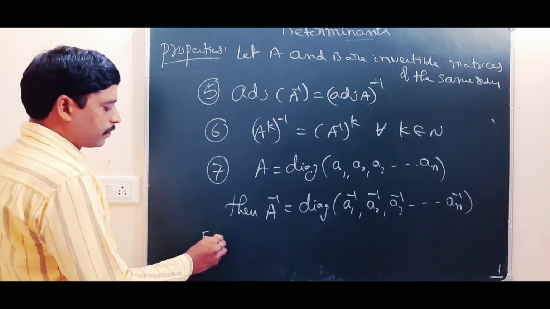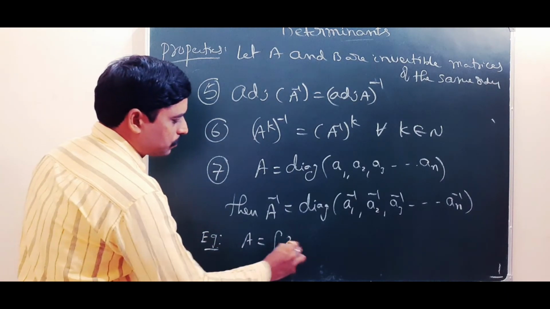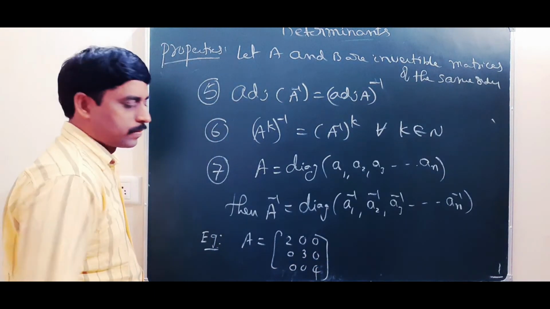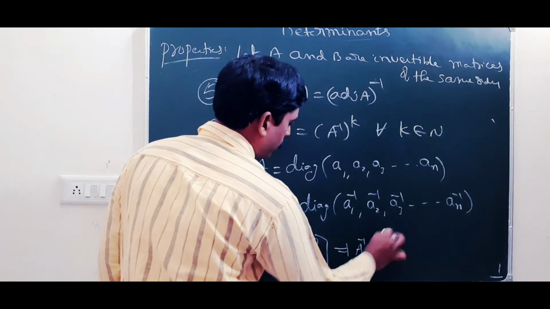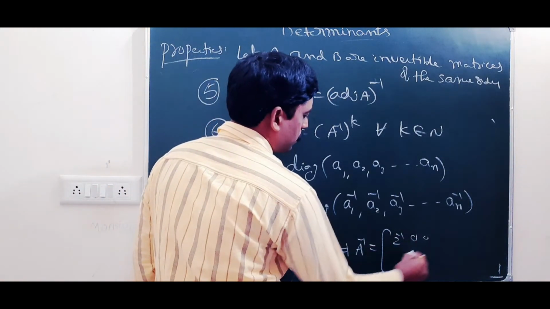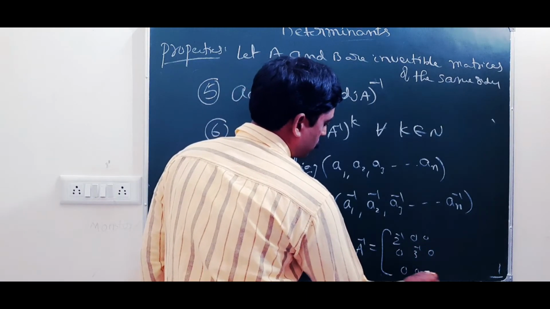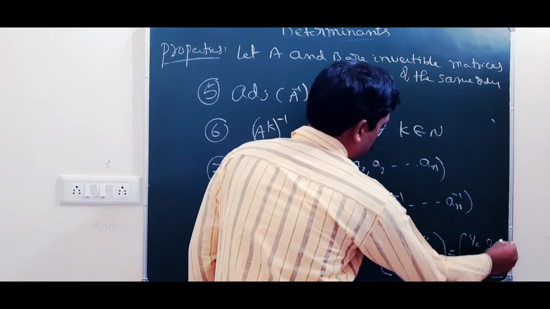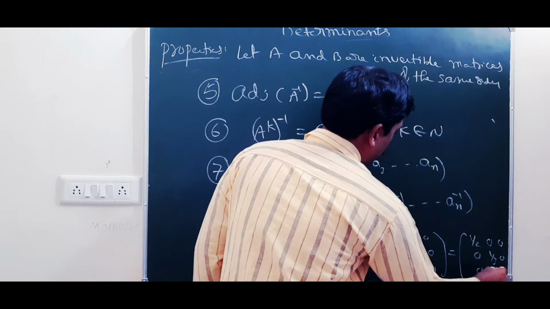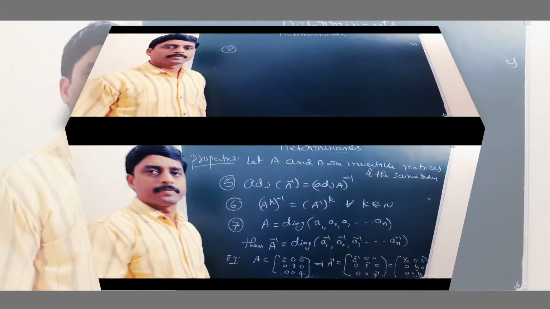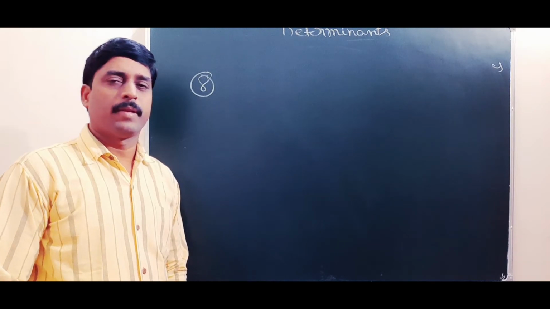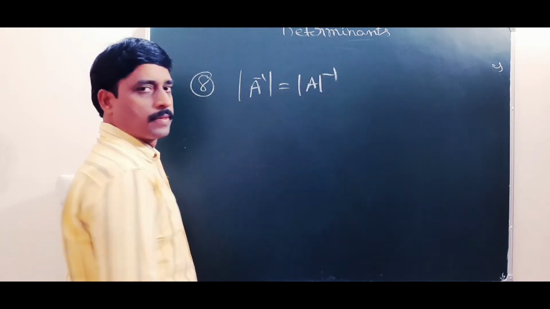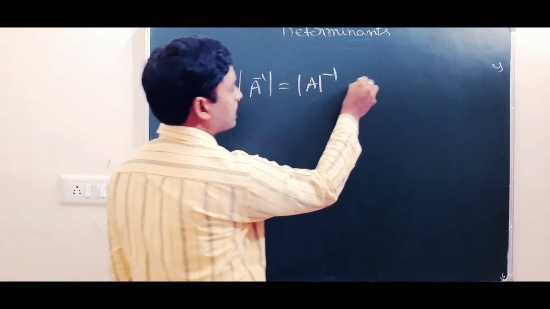I give an example. If A is equal to 2, 0, 0, 0, 3, 0, 0, 0, 4, this is a diagonal matrix. So A inverse will be 2 inverse 0, 0, 0, 3 inverse 0, 0, 0, 4 inverse. It is going to be, so 2 inverse is 1 by 2, 0, 0, 0, 1 by 3, 0, 0, 0, 1 by 4. Now explain the eighth property: the inverse of a constant times A whole inverse. So for a constant, the constant to the power minus 1 is 1 by the constant.